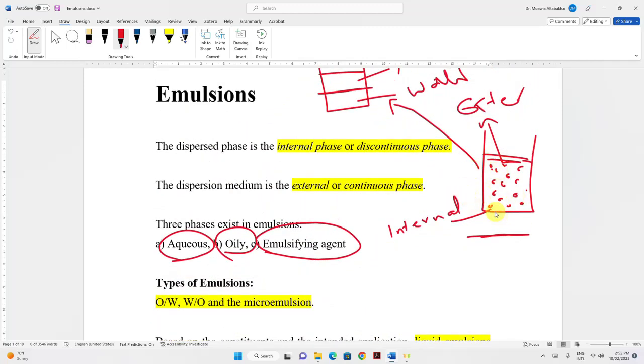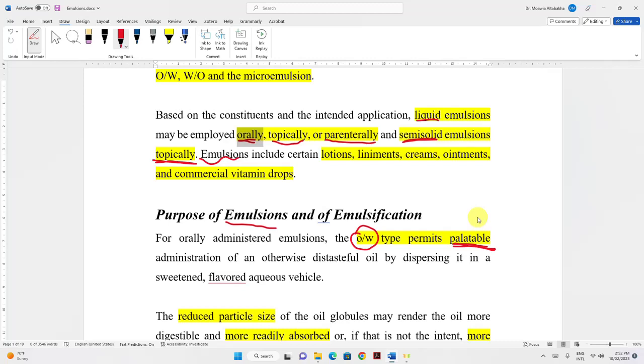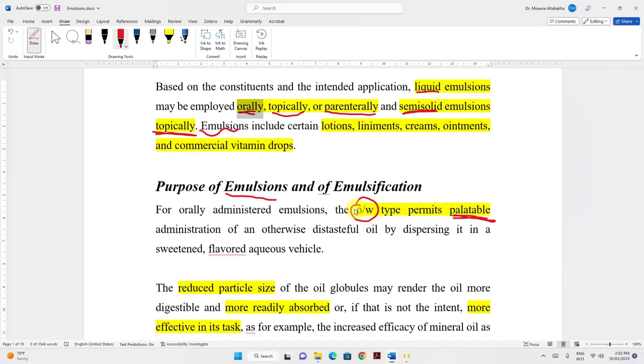So you have an emulsion where the oil is in the internal phase and the water, flavored water, may be in the external phase, and this will allow you to consume or administer the preparation without having to taste the bad tasting oil. Okay, so palatability, to make the drug in oil state palatable.